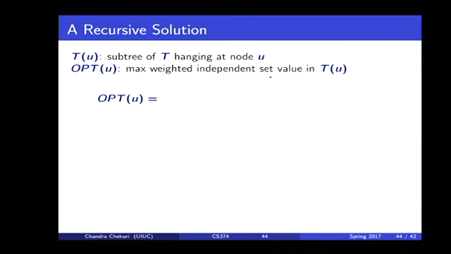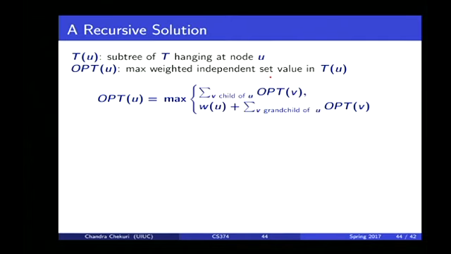So what is opt of u? Well, there are two cases. Either we do not include u itself, in which case we look at the children of u and add up all their optimum values. This is one case. If we want to include u, we get the weight of u.